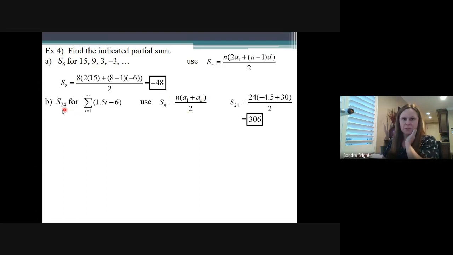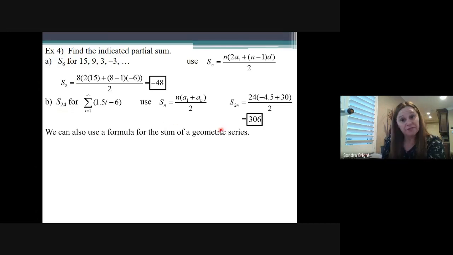The nth term was the 24th term. Plug in a 24 times 1.5, which is 36, and then minus 6. So that's where I got the 30. The negative 4.5 was from plugging a 1 into t: 1 into t would be a 1.5, and then minus 6 gives you the negative 4.5. All right.